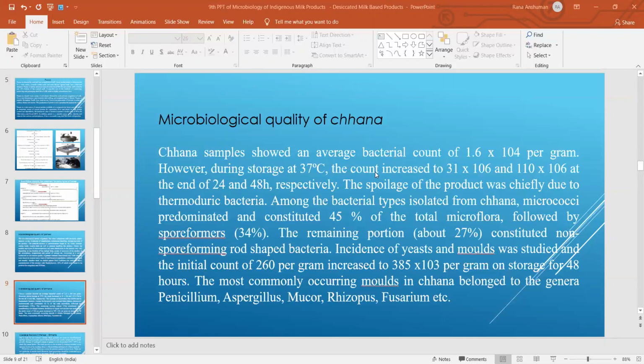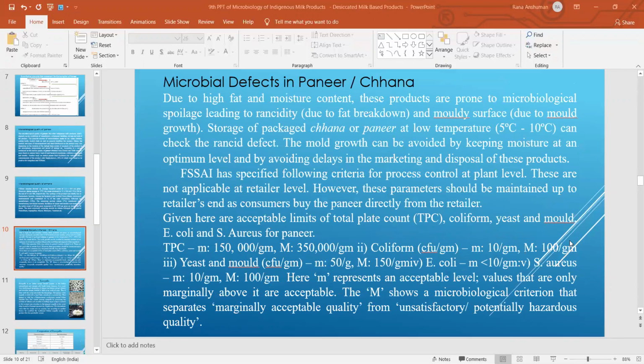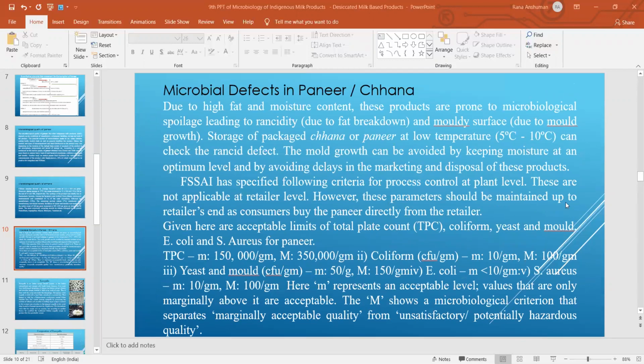The most commonly occurring mold in chana belongs to the genera Penicillium, Aspergillus, Mucor, Rhizopus, and Fusarium. So you have to remember the name of all these microorganisms whenever you are talking about paneer as well as chana. So something about the defects generally found in paneer and chana.